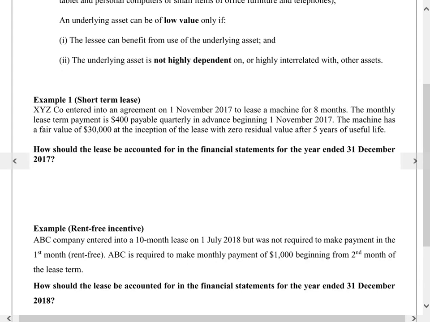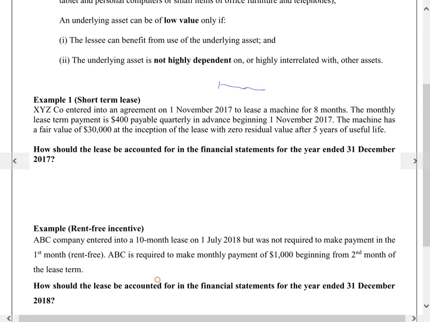The monthly lease rental payment is 400 per month and is payable quarterly in advance, beginning from 1st of November. Means I pay how much? Monthly is 400, so 1,200 is for 3 months. So I'll pay 3 months in one shot, correct or not?